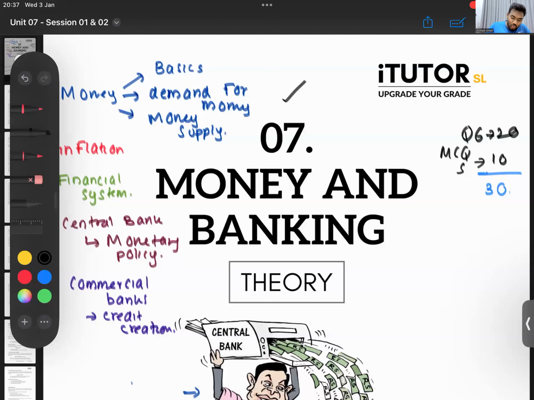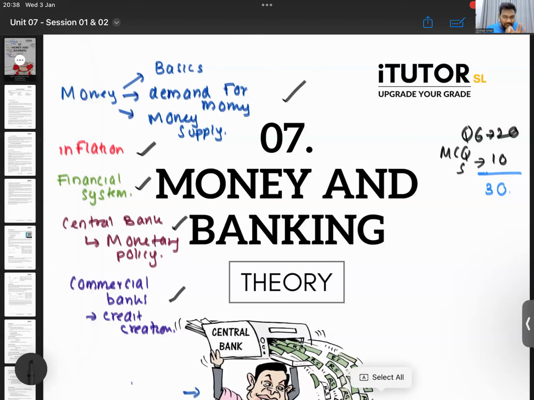Day 2, inflation. Day 3, financial system. Day 4, I study about the central bank. Day 5, commercial bank. That's how you break it down. Follow that strategy for every unit.